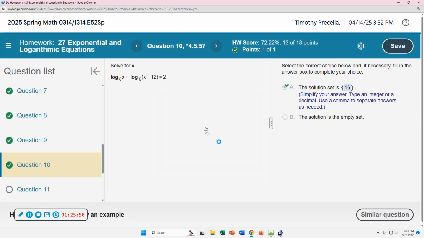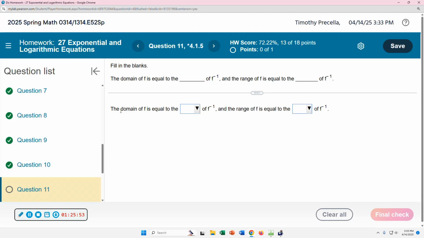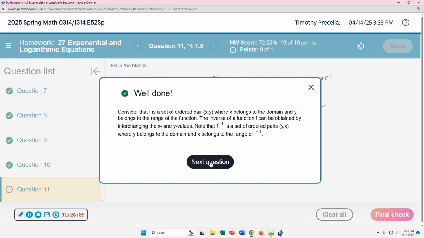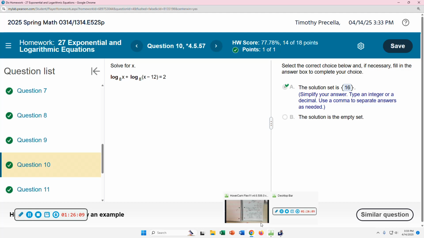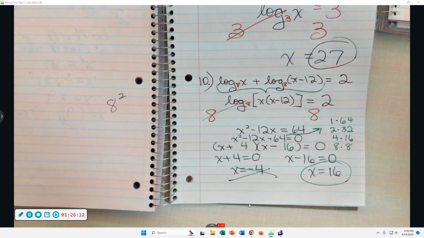Any questions? Here we get to that little note: the domain of f is equal to the range of f inverse. The range of f is equal to what? The domain of f inverse. Okay. Well, enough of that. Going back. Any questions? Oh, well, looking at that. Any questions?